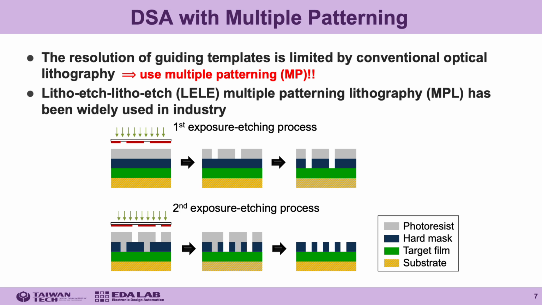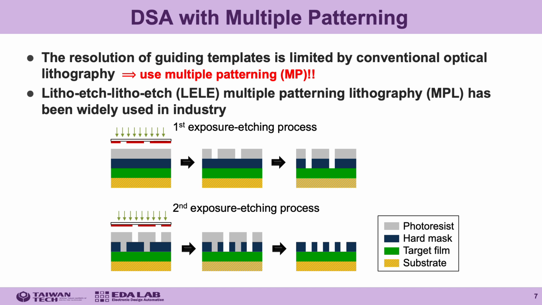Although DSA can be used to generate tiny holes or thin and dense lines, guiding templates are generated by using conventional optical lithography. Since the resolution of conventional lithography is quite limited, given an arbitrary layout, it is hard to legally perform template assignment for every via hole by using only a single mask. Therefore, using multiple patterning lithography for guiding template generation is an intuitive and effective way.